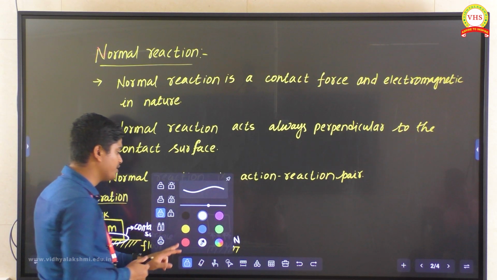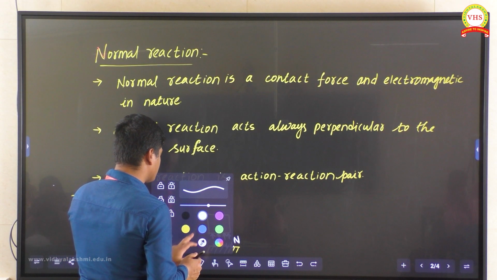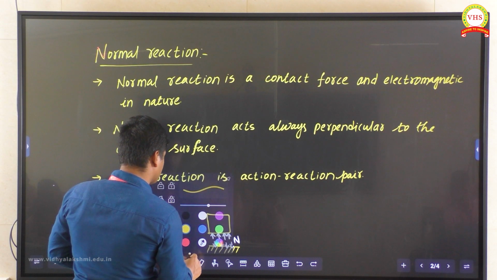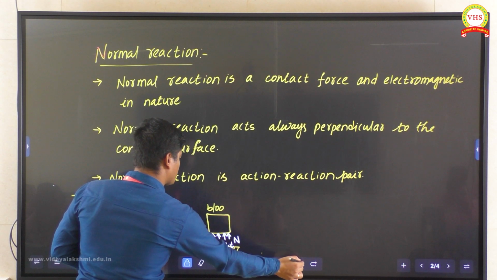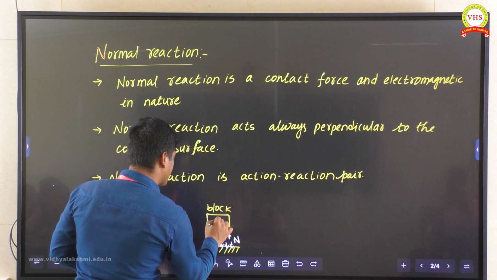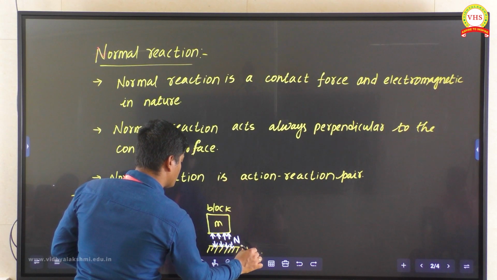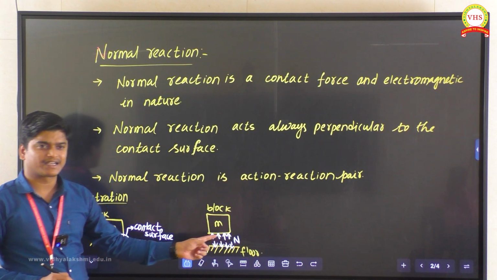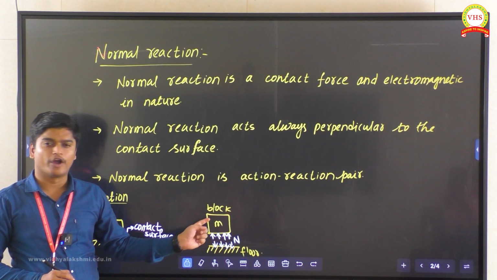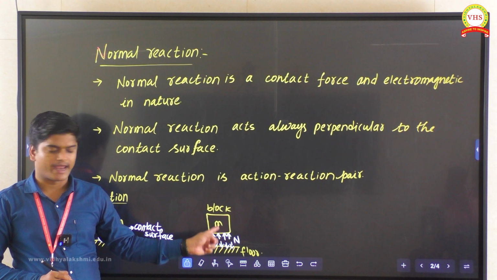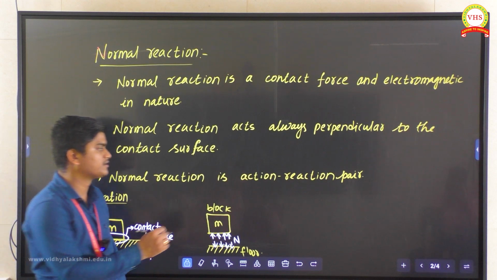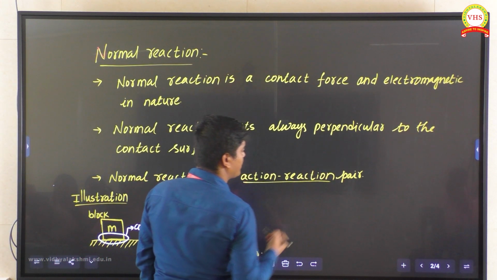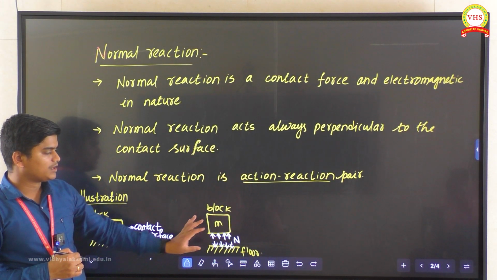What were the two different bodies you have taken? One is the block and another is the floor. So this force acts on two different bodies in opposite direction and equal magnitude. That's why it is an action reaction pair. That is what is written here. Action reaction pair. Yes or no? Now what will we do?